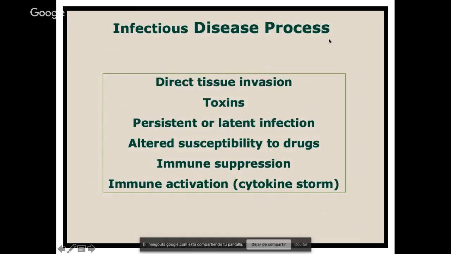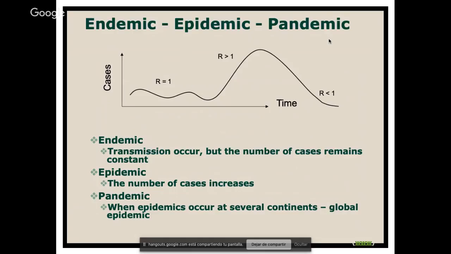In the infectious disease process, we have the direct tissue invasion, toxins, presence of a latent infection, altered susceptibility to drugs, immune suppression, and immune activation.